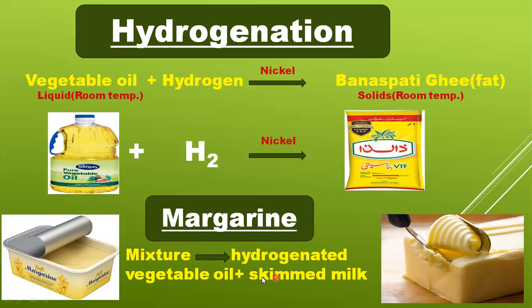Now, the question is, what is basically skimmed milk? Skimmed milk is milk from which we have removed the cream. And some people use margarine in place of butter.